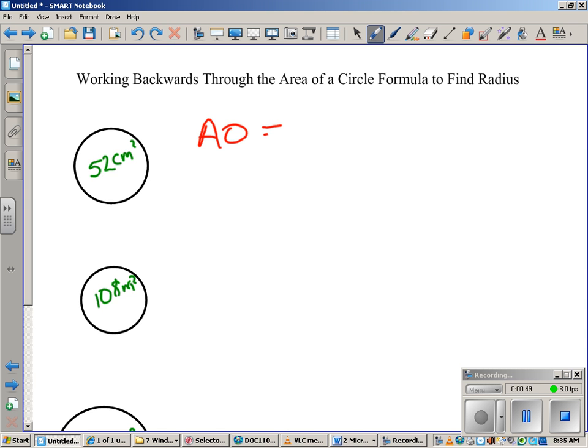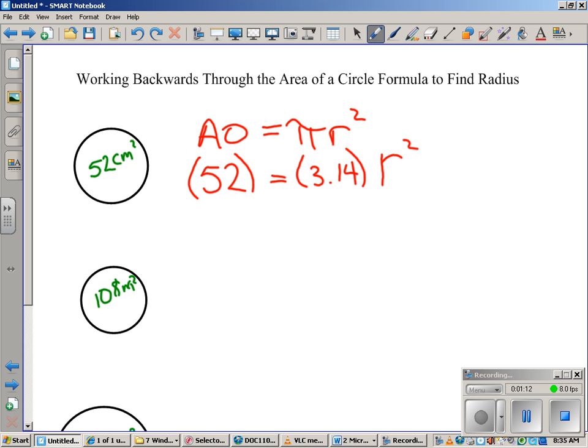The formula for area of a circle is pi times radius squared. Now your next step is to put in everything that you know about this question. Well, we know that 52 is the area of my question. We also know that 3.14 is pi. What we don't know, however, is what radius squared is.